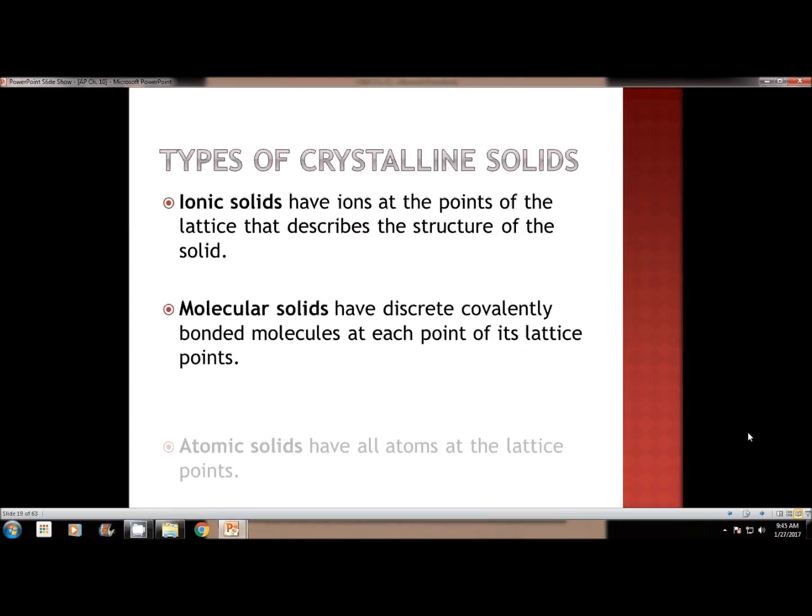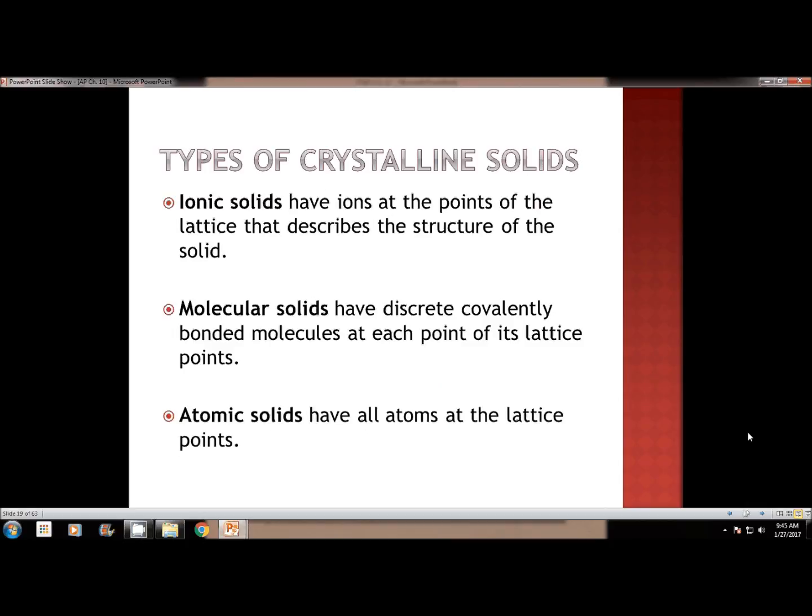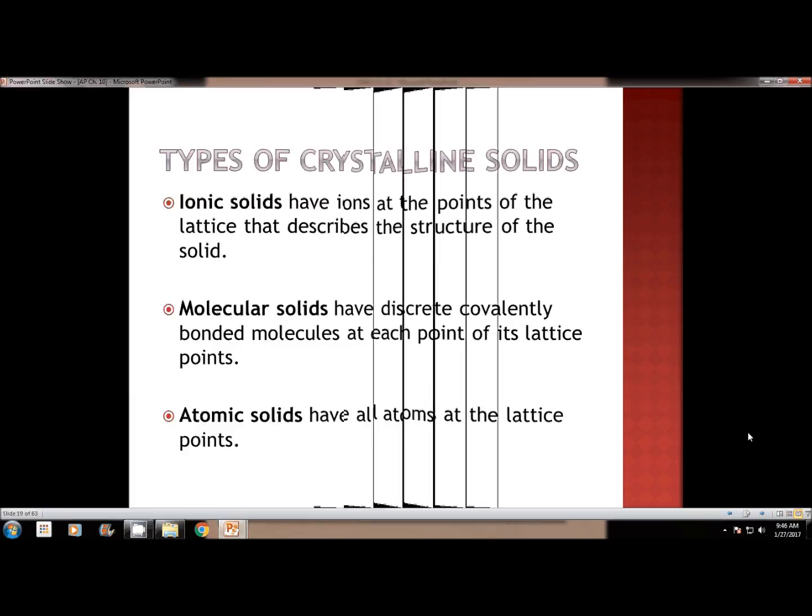There's many different types of crystalline solids. One type is ionic, which has ions at the points in the lattice. Molecular solids have discrete covalently bonded molecules at each point, and discrete means defined. And atomic solids have only atoms at the lattice points.